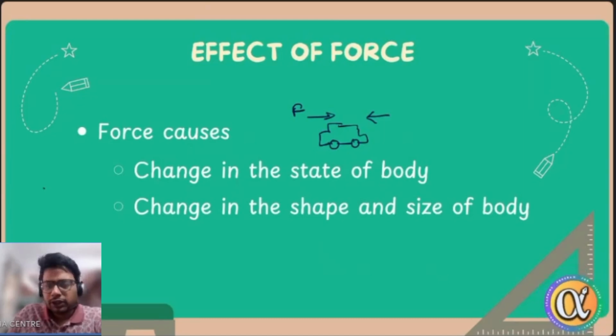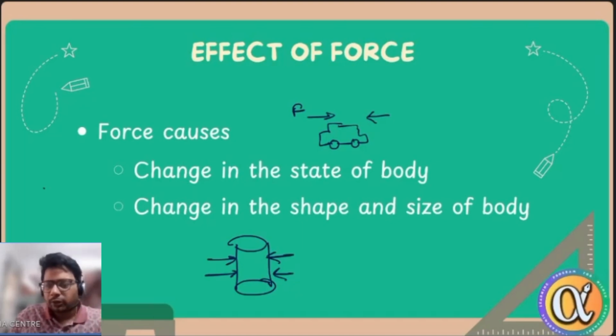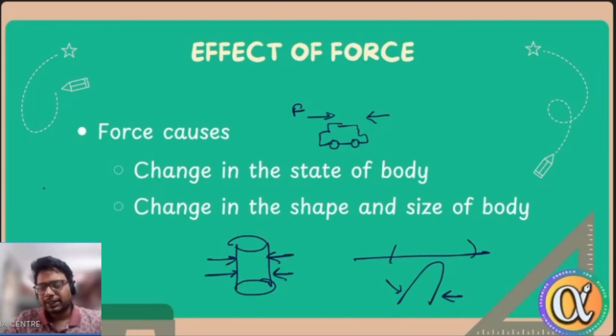The second thing which force does on a body is that it deforms the body. It can change the shape and size of the body. For example, if you have a tin can and you try to press it, the can gets compressed, which means there is a deformation. Similarly, if there is a rod and you try to bend it by applying force, the rod will bend. Again, there is a deformation. So force generally produces two effects on a body. It can change the state of rest or motion of the body, or it can change the shape and the size of the body.